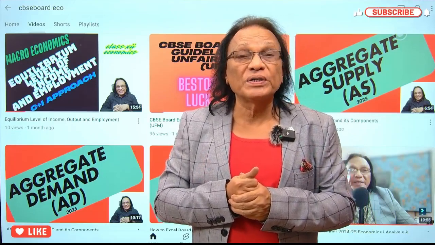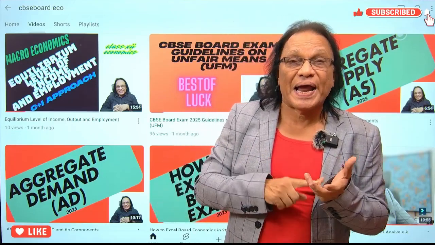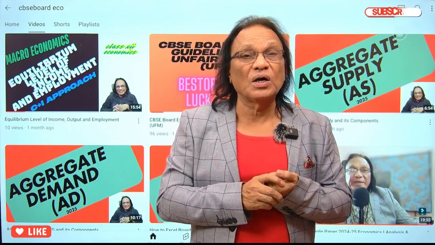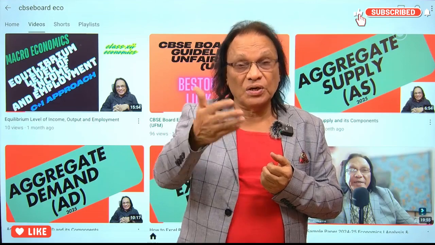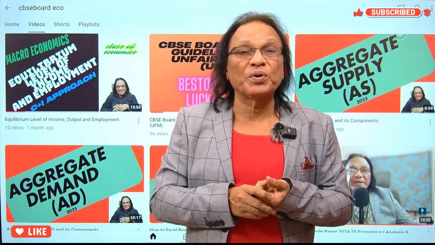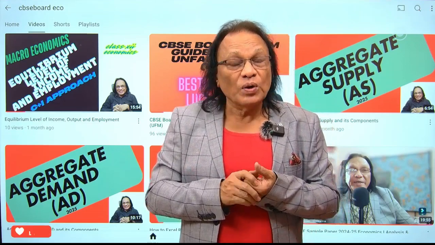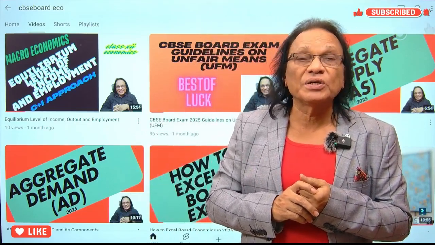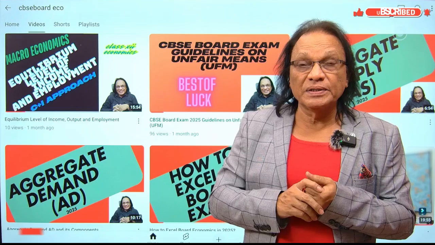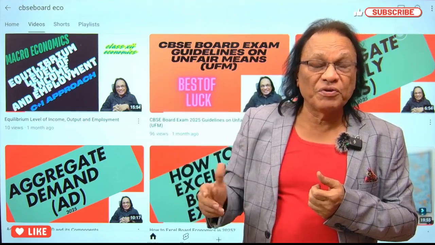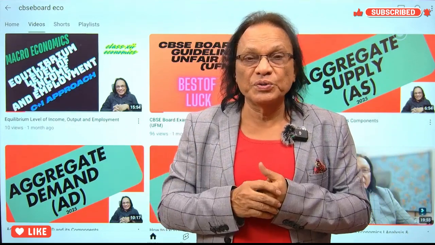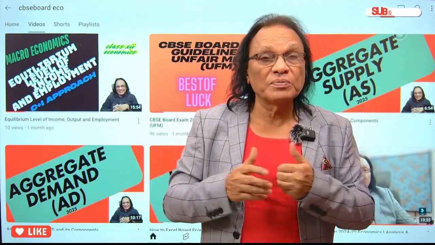Who are the households? Households are the owners of the four factors of production, which are land, labor, capital and entrepreneur. What exactly is the main function of households? The main function of a household is consumption, just remember. And the main function of a firm is production. Households consume, firms produce.